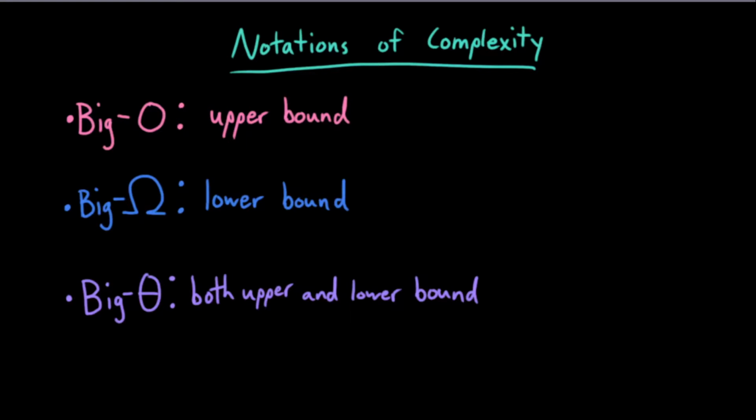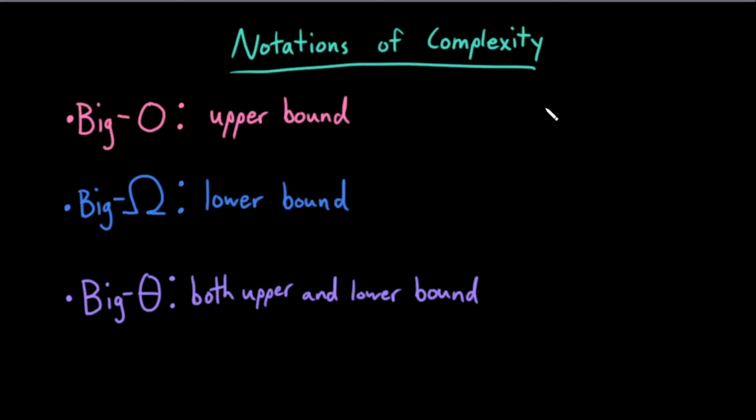How do we actually describe complexity? We have three primary notations of complexity. We have big O, which provides an upper bound on my algorithm's number of operations function. We have big omega, which provides a lower bound on my algorithm. And we have big theta, which is both an upper bound and a lower bound. So it is both big O and big omega.